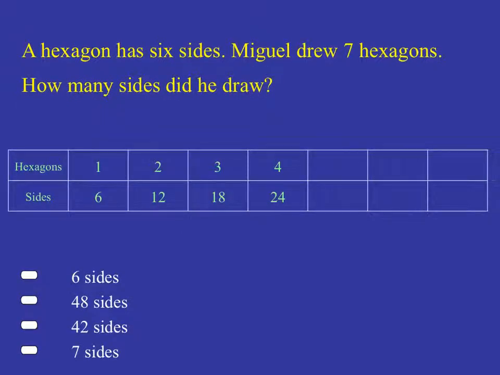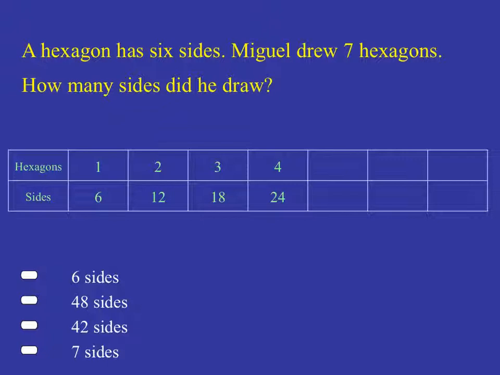Now in this problem solving, they've done some work for us and they've already put in a nice table. So all we have to do is fill in the missing pieces in order to solve the problem. We don't need to use the 4-box method in this one. Alright, it says a hexagon has 6 sides. You should already know that. Review of geometry. Miguel drew 7 hexagons. We're trying to find out how many sides did he draw, basically all together.